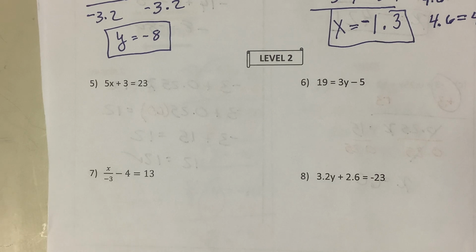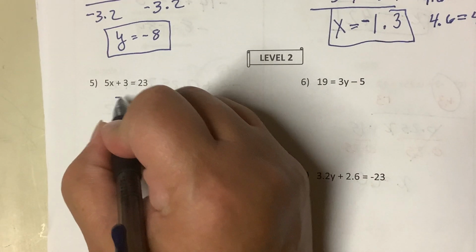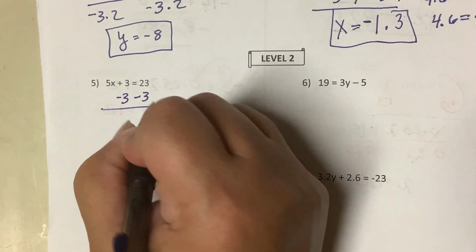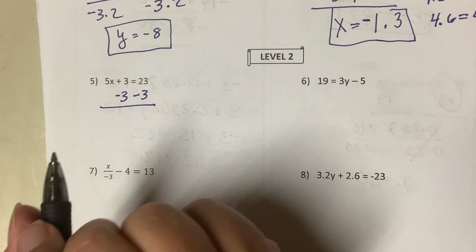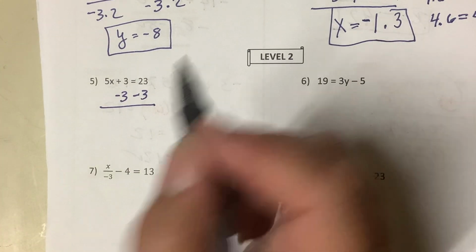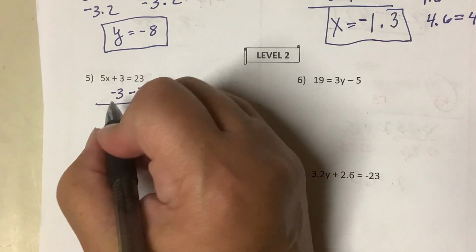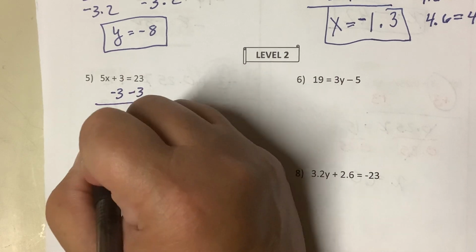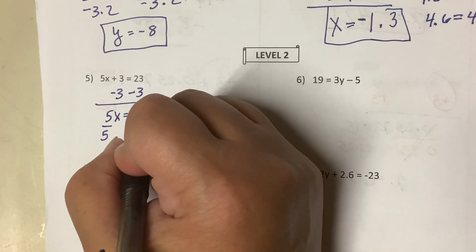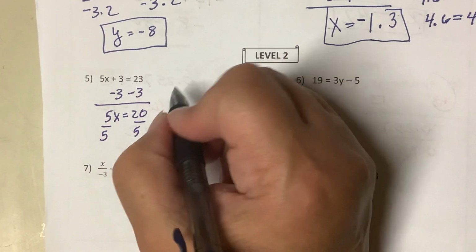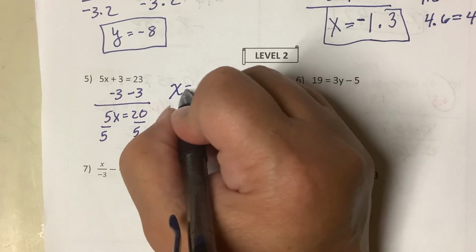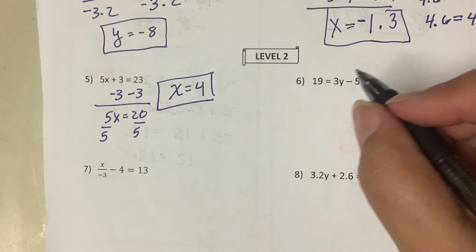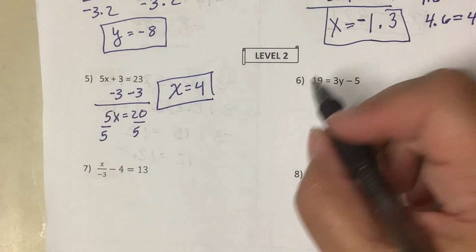Okay, the next one. Subtract 3 from both sides, because you always minus and add before you multiply or divide. So I'm subtracting first. 5x equals 20. Divide both sides by 5. And I'm going to write it over here. X equals 4. Put a box around it because it's a gift. Because I don't have to check it.